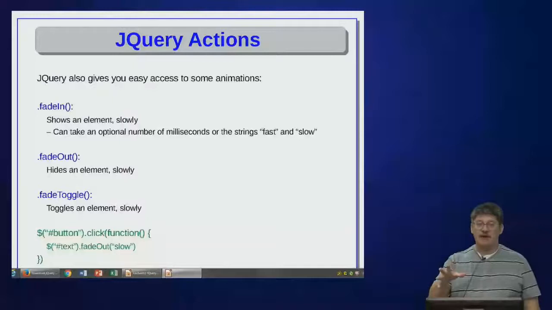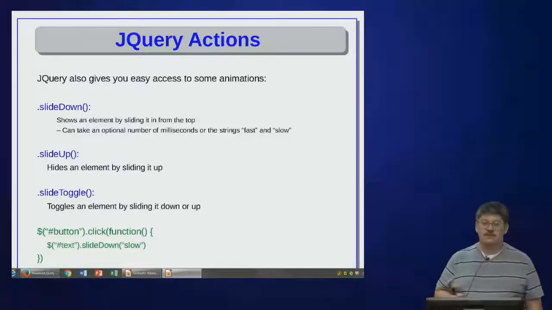I can use fadeOut to hide something again slowly. And there's also fadeToggle, which will fade it in or fade it out, depending on whether it's visible or not. So for example, I can take my button and give it a click function that says, find that text paragraph and fade it out slowly. In addition to a number of milliseconds, I can use the keywords fast and slow as strings.